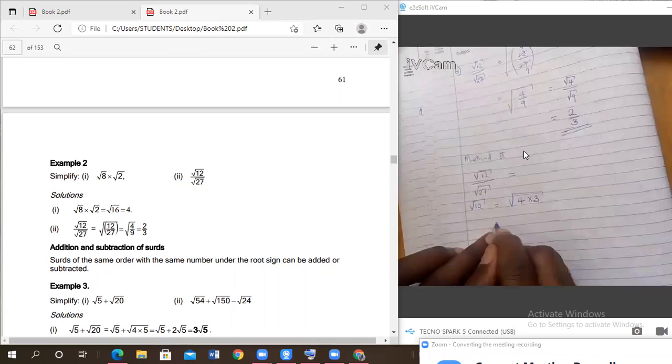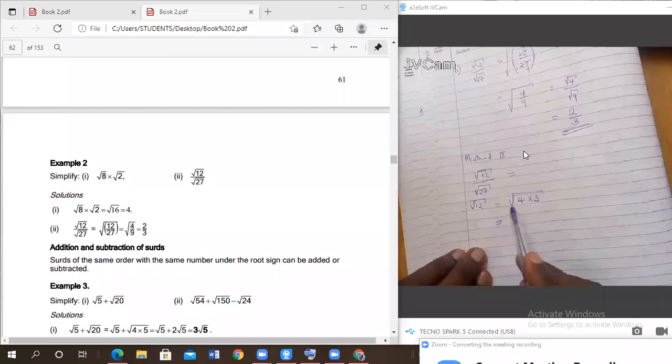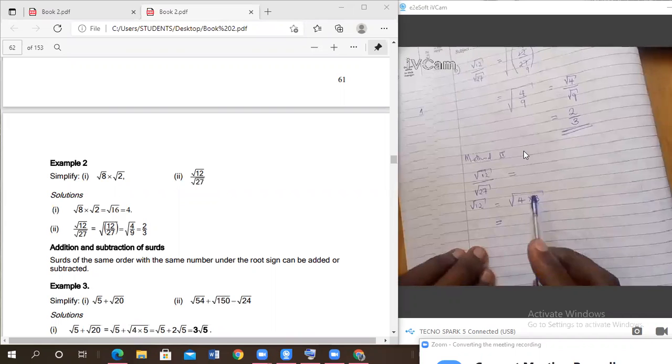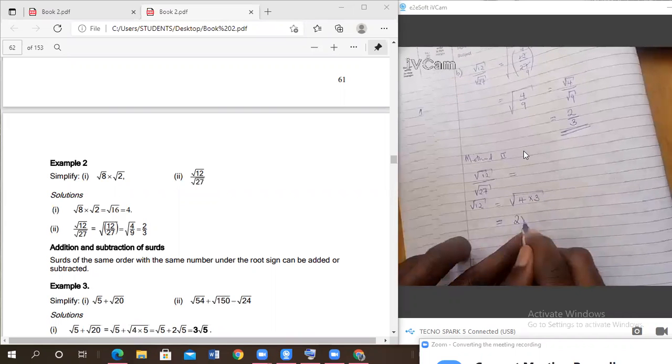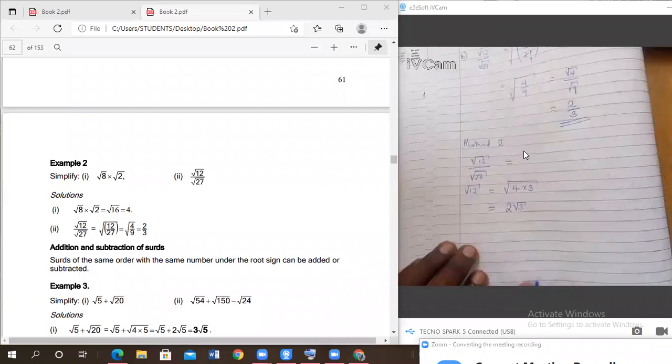So when you simplify this, we said 12 is the same as 4 times 3. Why are we taking 4 times 3? Because I know 4 as a square root. This one is rational, which means I will remain with 2 root of 3, not so?